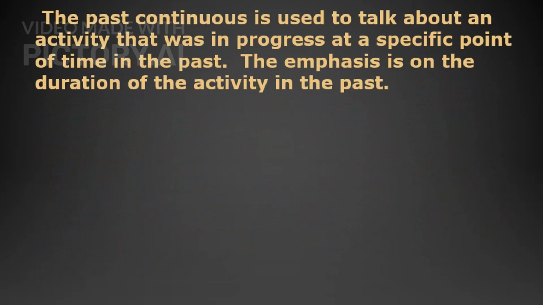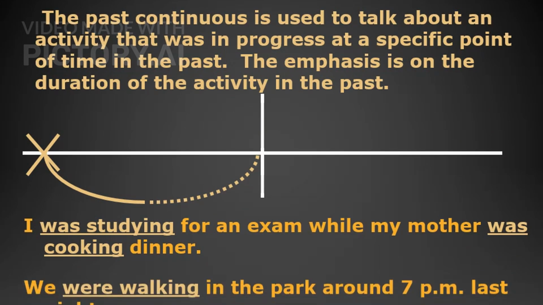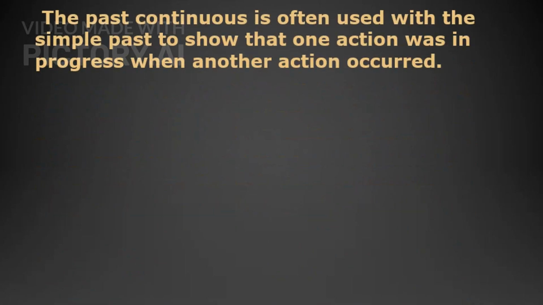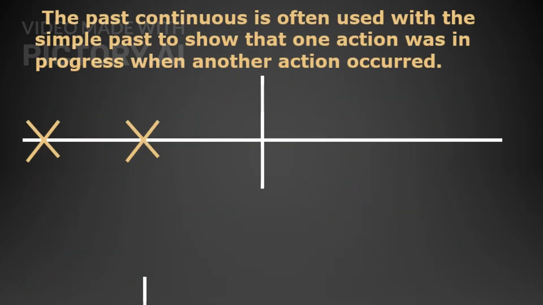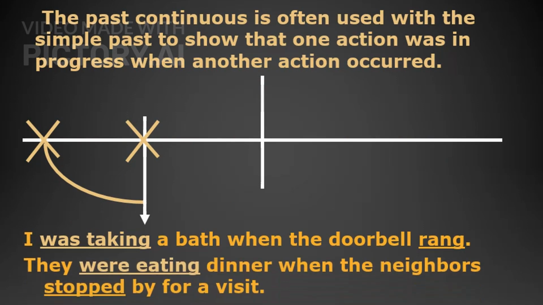The past continuous tense describes activities that were ongoing at a specific time in the past, emphasizing the duration, like, I was studying for an exam while my mother was cooking dinner. Often used with the simple past, the past continuous shows one action in progress when another occurred, such as, I was taking a bath when the doorbell rang.